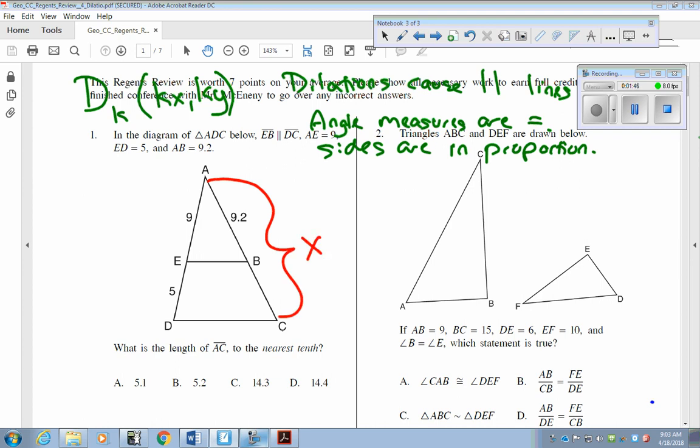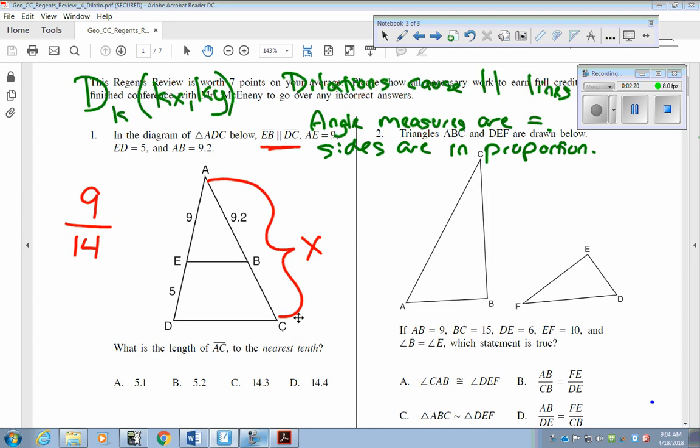Again, like I talked about before, make sure you label your pictures. And in this case, for this one that we have, again, a pair of parallel sides, EB and DC, and they give us some measurements, they actually labeled for us. So we want to find AC. So we're going to set a proportion. And in this case, I'm going to compare 9, which is part of that smaller triangle, and then I'm going to compare it to the length of the bigger triangle, which is 14.